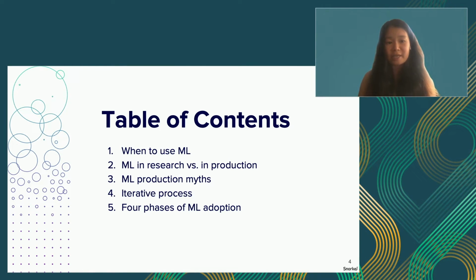For my talk today, I'm going to go over 5 points. First is when to use machine learning. Second is machine learning in research versus machine learning in production. The next is a few of the myths that I often hear from people who haven't deployed machine learning systems in production. And the next is I want to introduce an iterative framework for developing machine learning systems. And the last is the 4 phases of machine learning adoption for business.